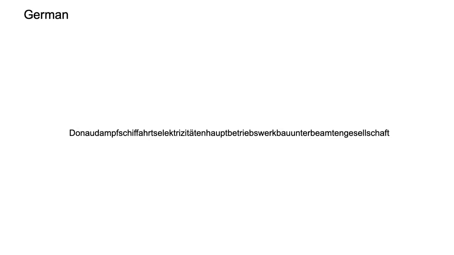How do you separate it into all these components? I think it means, for the non-German speakers, the society of the sub-officers or employees of the main business of the electricity of the steam ships of the Danube, right? And you need to basically read it from the right to the left. If you do it in French, for example, you would just completely invert it, right to left.